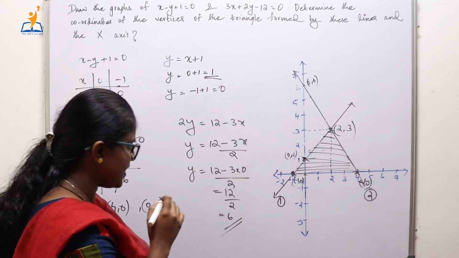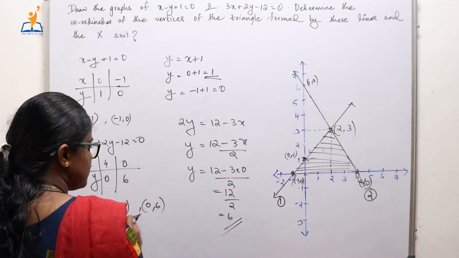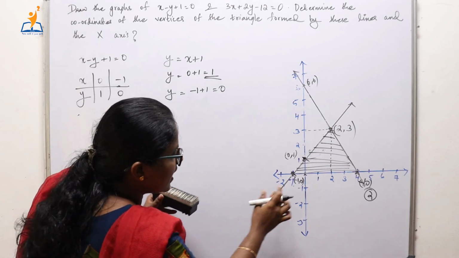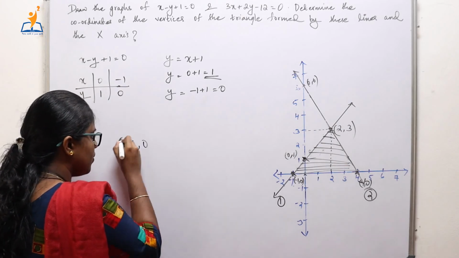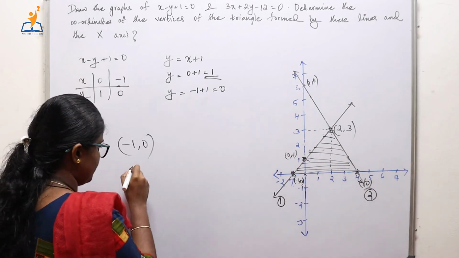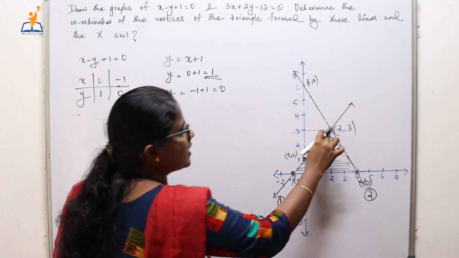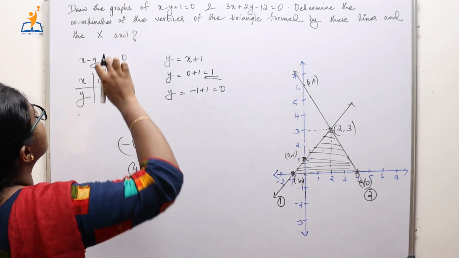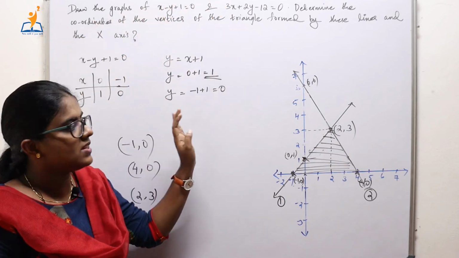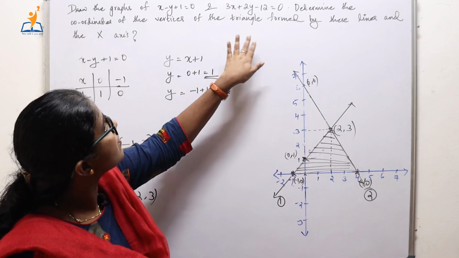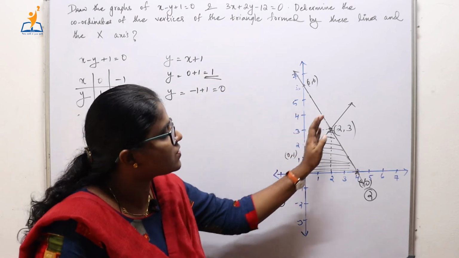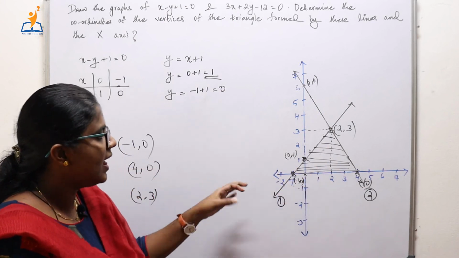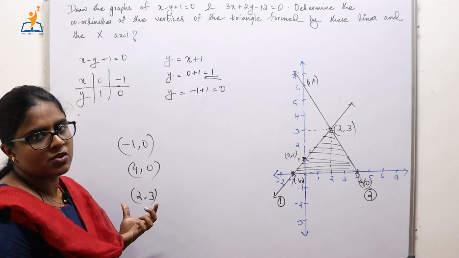So the coordinates of the triangle are, we can write it like this. First coordinate is (minus 1, 0). Next coordinate is (4, 0). And the third coordinate is (2, 3). So we have drawn the graphs of these two equations like this, and hence we formed the triangle using these two lines and the x-axis. The shaded region is the triangle, and we found the vertices of the triangle.